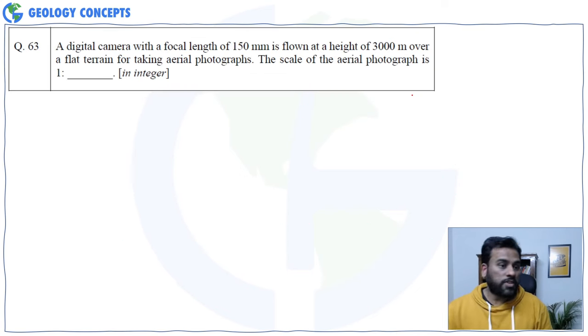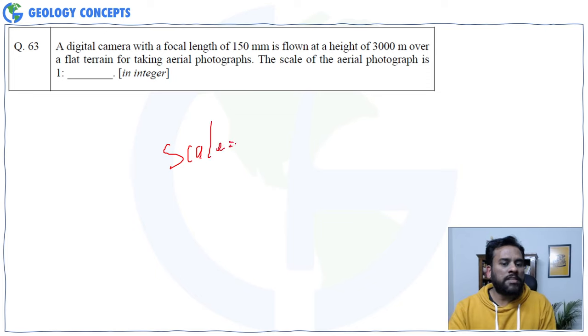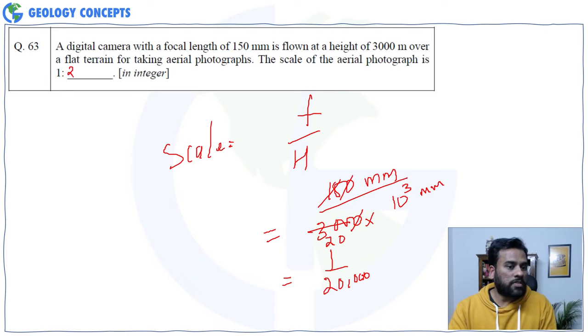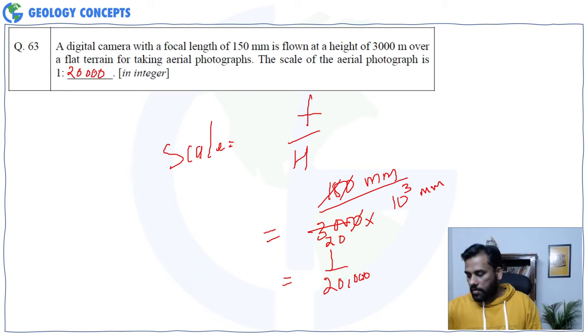Okay, next question. A digital camera with a focal length of 150 millimeter is flown at the height of 3000 meter over flat terrain. The scale of the photograph is given by focal length divided by the height h. Here it is 150 millimeters and this is 3000 meters, so I have to convert it into millimeters: 3000 into 10 to the power 3 millimeters, same units. So the scale will be 1 upon 20,000, that is 1 is to 20,000. This will be the scale of the aerial photograph.